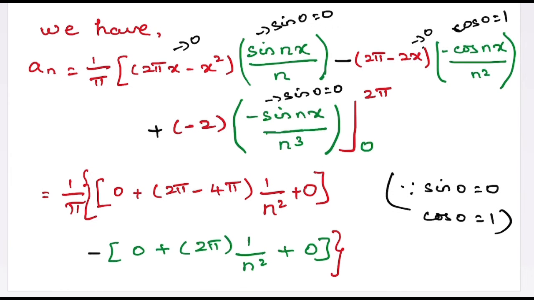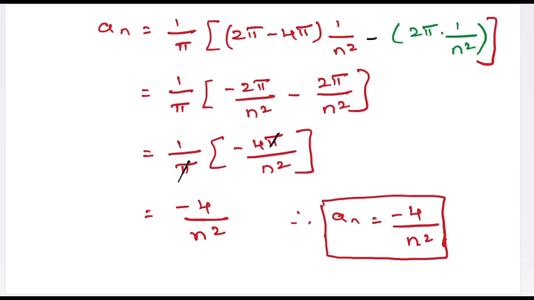Now apply the lower limit which is in green color. First term becomes 0 as sin 0 is equal to 0. Second term becomes 2 pi into 1 by n square since cos 0 is equal to 1. And the third term becomes 0 as sin 0 is equal to 0. Now after simplifying the values, we get an is equal to minus 4 by n square.